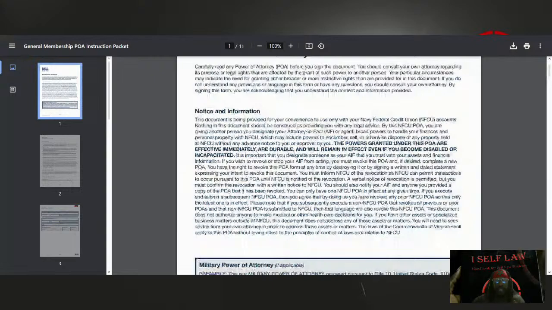It says, this document is being provided for your convenience to use only with your Navy Federal Credit Union accounts. So if you know the definition of an account, then you have to know how to do the accounting. This is how you discharge your bills. Because they send you a bill, but they got another secret account, a ledger that's with the master trust that they transfer your bill over to. They transfer your securities and your promissory note over to their master trust, which is their trust indenture. They transfer everything over.